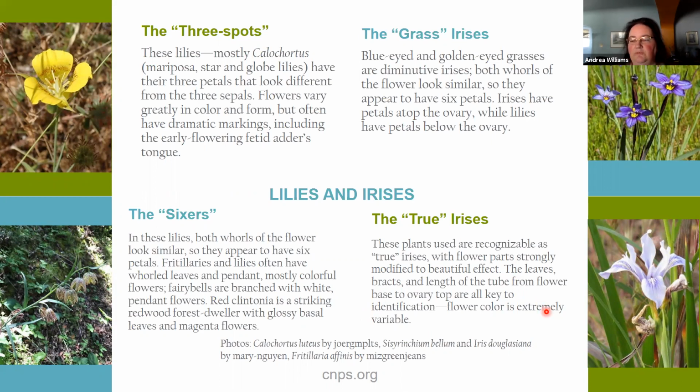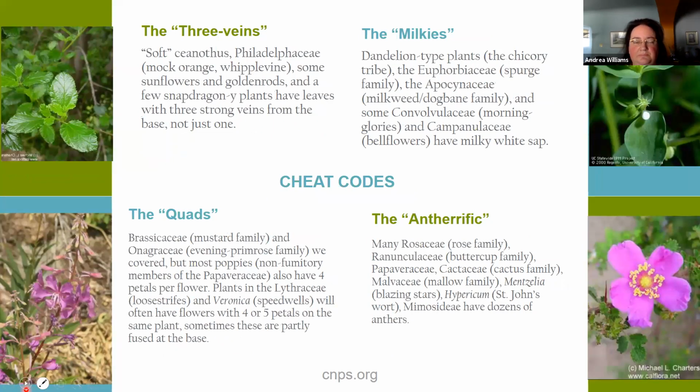So the true irises, most folks can recognize an iris because they're so commonly planted. Those flower parts are strongly modified. The leaves and the bracts on this, so these bracts here, and then the length of the tube from here to where it reaches the ovary tip, that length are really key to identification. So just taking a picture of the flower might not help because they're super variable in color as well. And they'll hybridize, which also doesn't help.